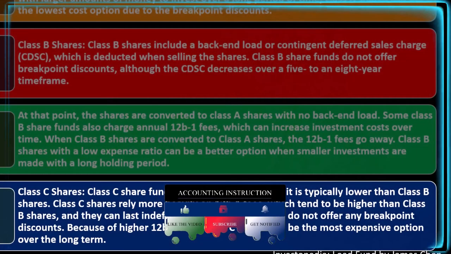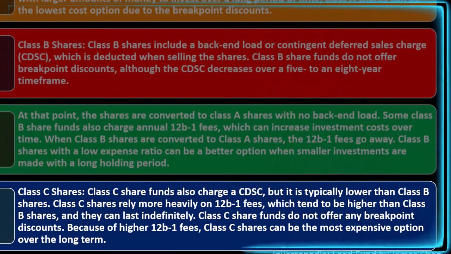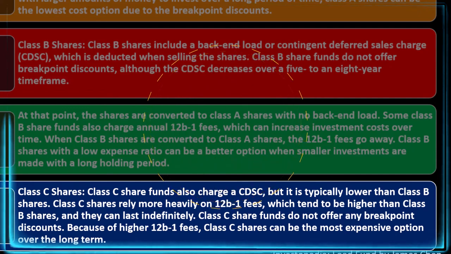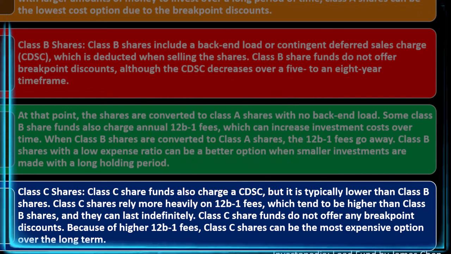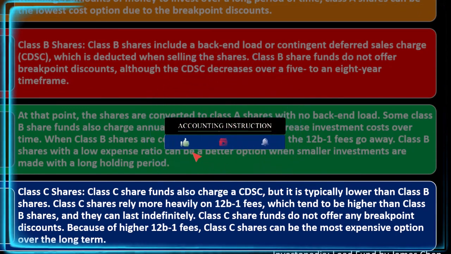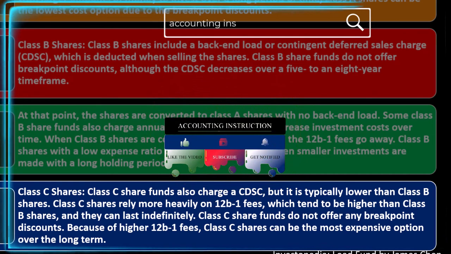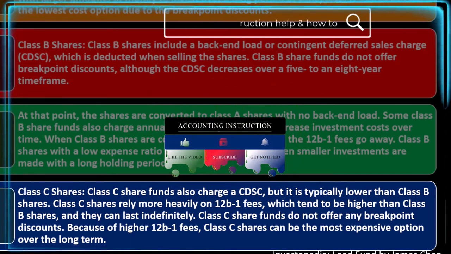So Class C share funds also charge a CDSC, but it's typically lower than Class B shares. Class C shares rely more heavily on 12b1 fees, which tend to be higher than Class B shares, and they can last indefinitely. Class C share funds do not offer any breakpoint discounts. Because of higher 12b1 fees, Class C shares can be the most expensive option over the long term.